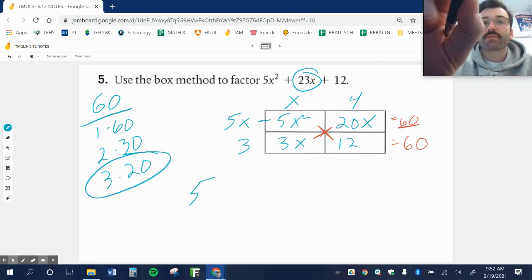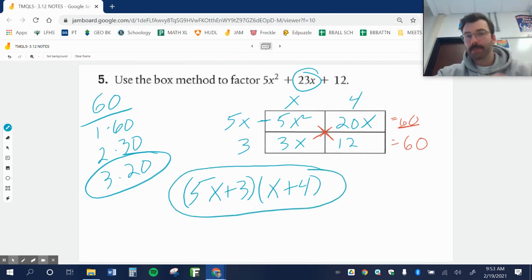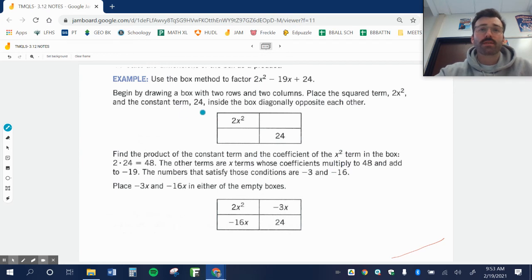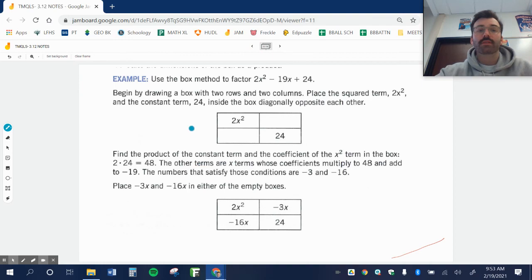So my answer is 5x plus 3, x plus 4. All right, so it gives you this great explanation on how it works using the box method. Awesome stuff. We're going to stop here and we're going to pick up as a class and do a couple more examples. Do it live.